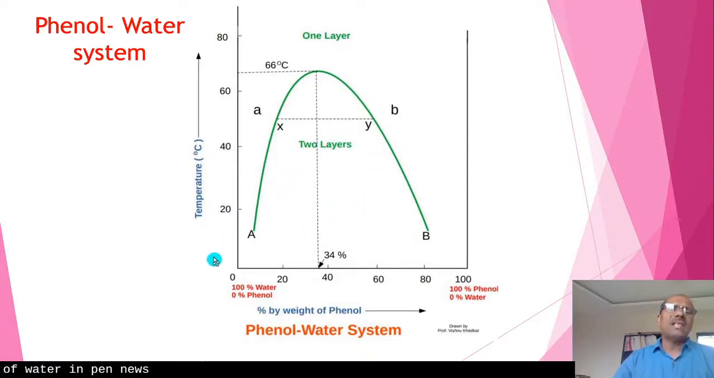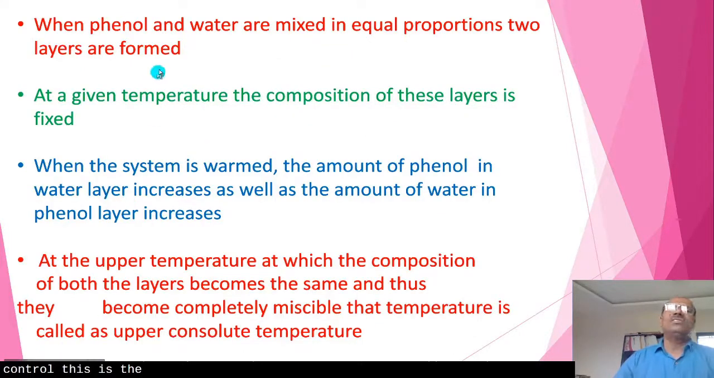Means, as temperature increases, the solubility of the partially miscible liquids, in this case the phenol water system, increases. And at a particular temperature, the two layers become completely miscible. That temperature is called the upper consolute temperature. We will see this with the help of PPTs.